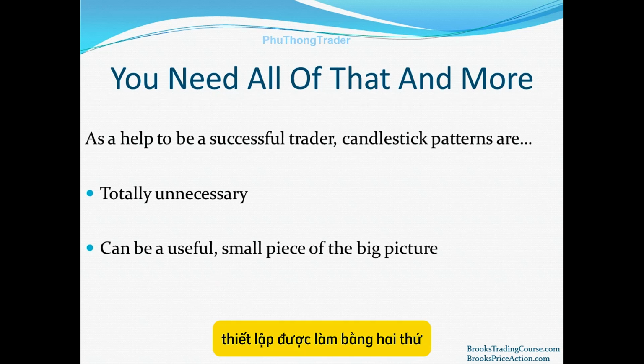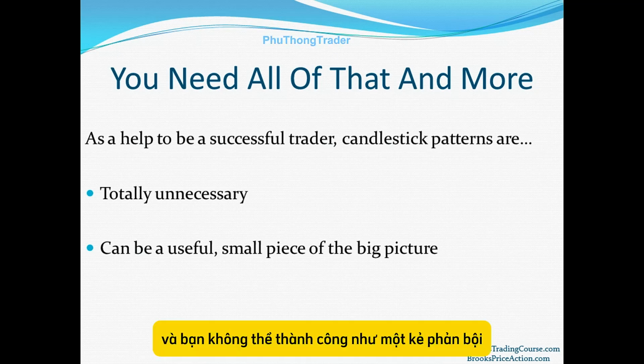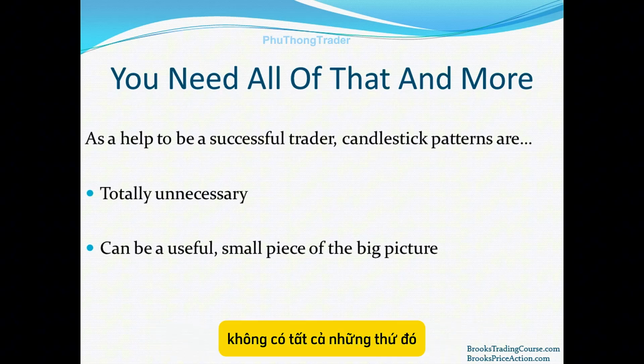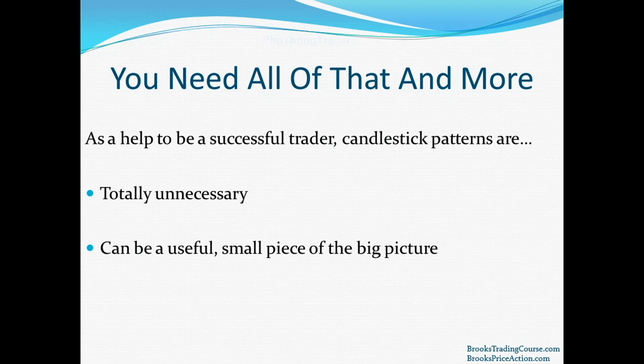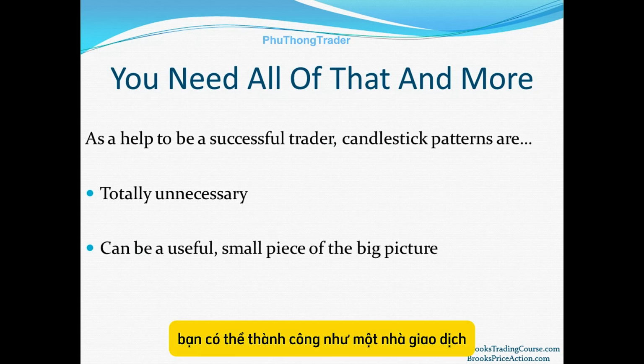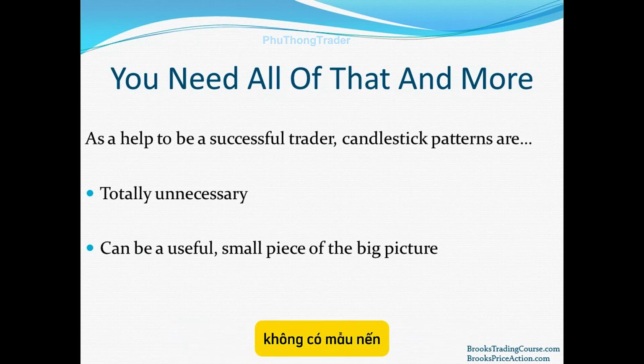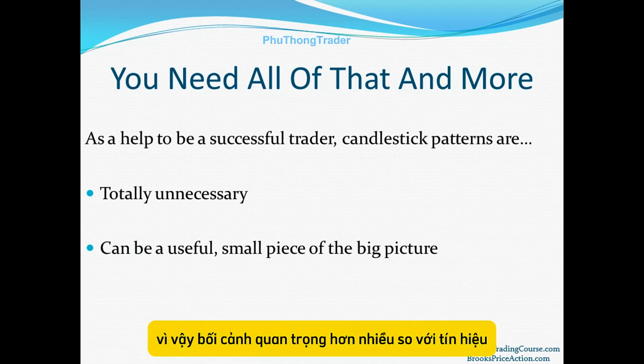The setup is made of two things. It's made up of the signal, the candlestick pattern for example, and the context: all of the bars to the left, all of the things that I just mentioned, all that support and resistance. And you cannot be successful as a trader without all of that stuff to the left. You can be successful as a trader without candlestick patterns and without the signal. So the context is far more important than the signal.